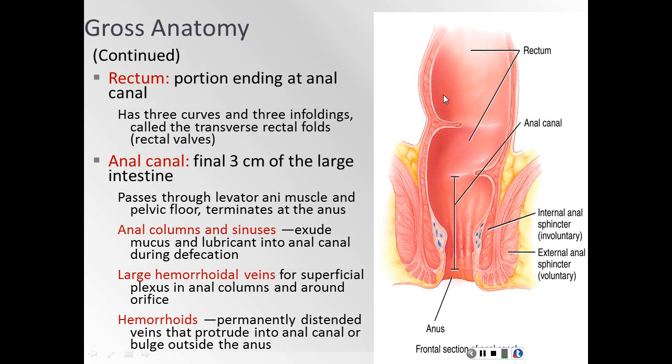Now the hemorrhoidal veins, which you see right here, are not labeled in the diagram, but these little blue circular structures on the diagram are our hemorrhoidal veins. They form superficial plexuses in the anal columns and around the orifice. Now they lack valves and are subject to distension and venous pooling. Now hemorrhoids are permanently distended veins that protrude into the anal canal, or they form bulges that are external to the anus. So you have some of them that are external, that will extend outward of the anus area.